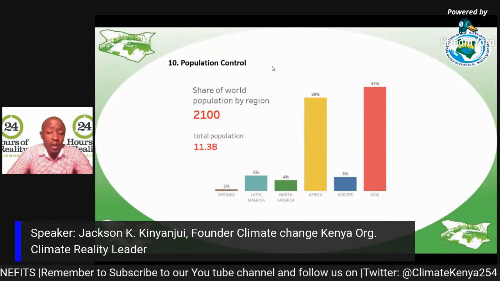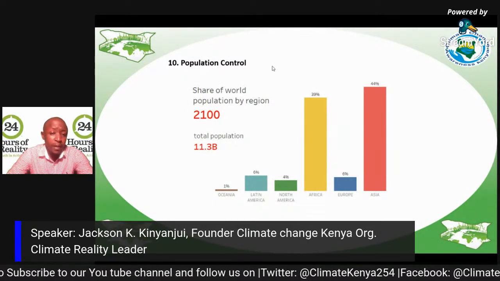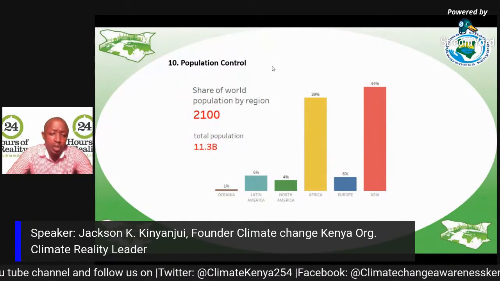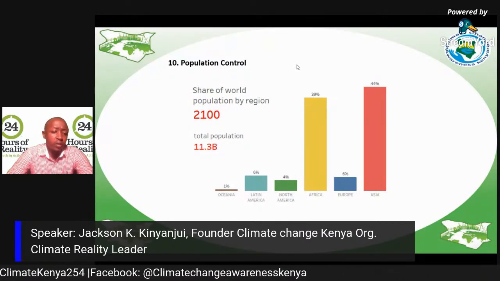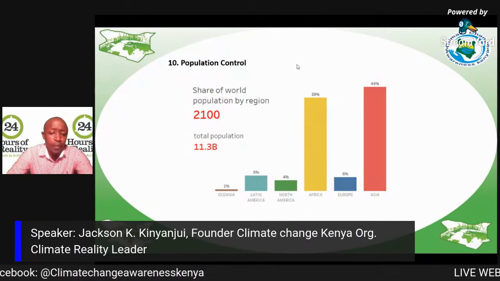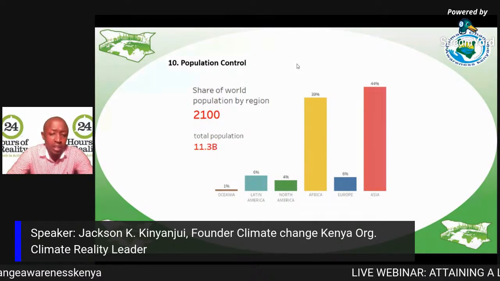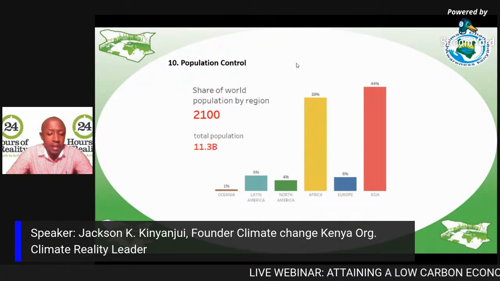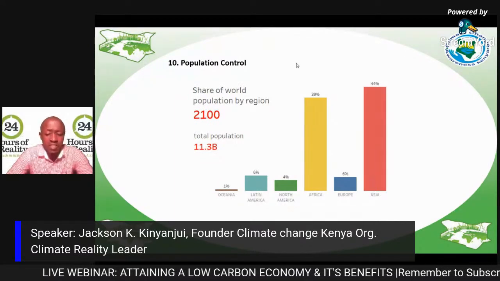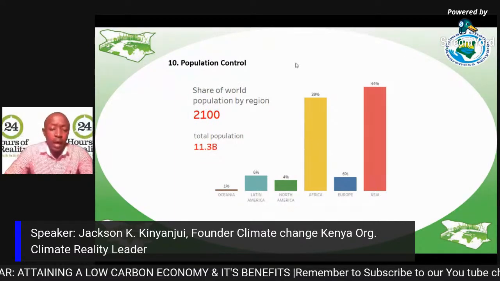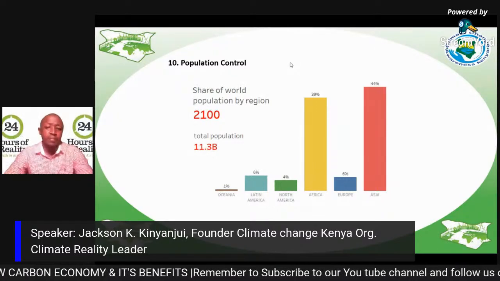And because we cannot do natural culling on our own, steps need to be taken to reduce our population increase so that we don't move beyond that level of 11.3 billion, putting in mind that the land mass is not increasing. The land mass only takes 30%, while 70% is water bodies, and the population is increasing.